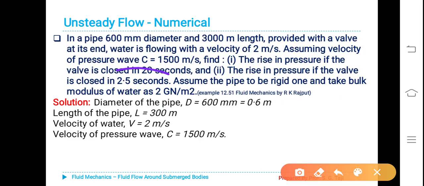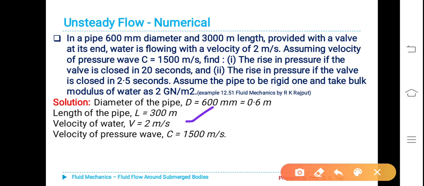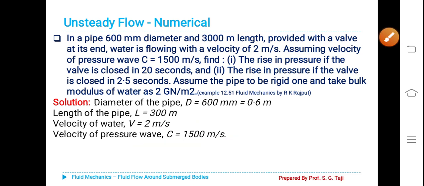In 2.5 seconds. Assume the pipe is rigid and take the bulk modulus of water as 2 giganewton per meter squared, that is equal to 2 into 10 to the power of 9 Newton per meter squared. Solution. All the data you have to write in the form of symbols. Diameter of pipe D is equal to 0.6 meter. Length of pipe L is equal to 3000 meter, sorry, wrongly printed. V is equal to 2 meters per second. C is equal to 1500 meters per second.